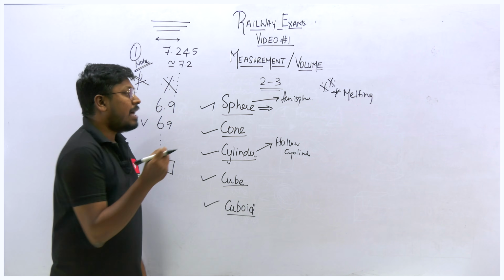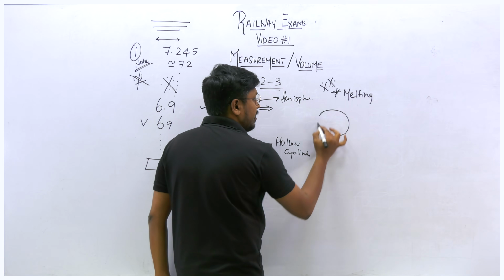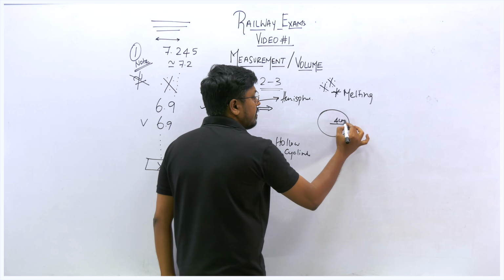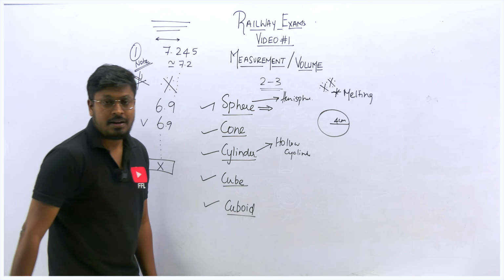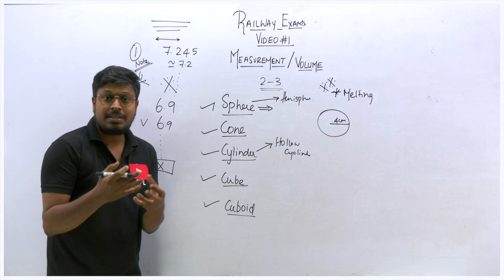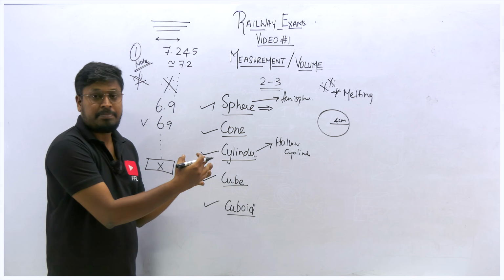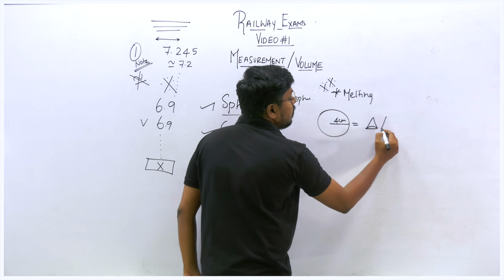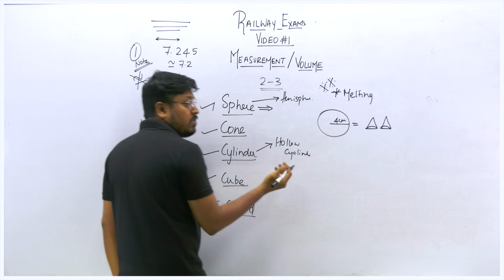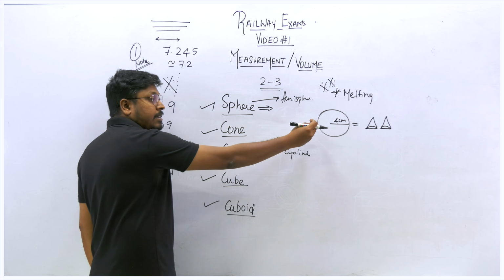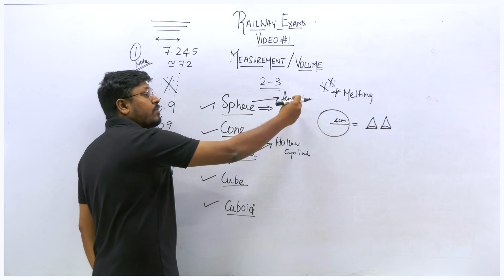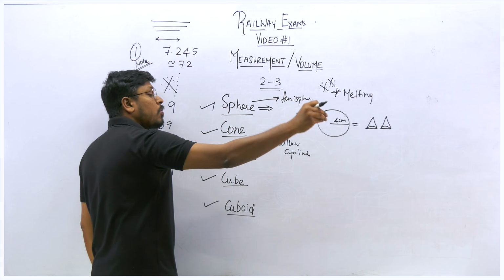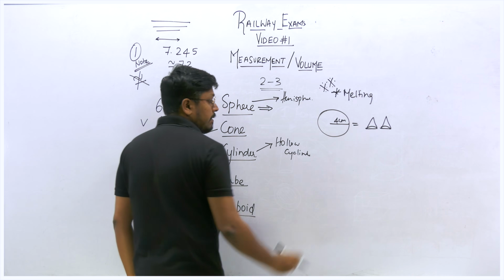For example, usually they will give you a sphere. The question will be like this: a sphere with a radius of 4 centimeter. They will give you all the data of the sphere, and our target is to melt this metallic sphere and make small cones. So how many cones can be made? Friends, understood or not? We have to melt this metallic sphere, and after melting it we have to make it into small cones.